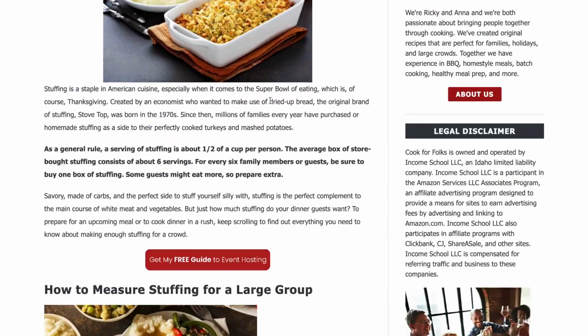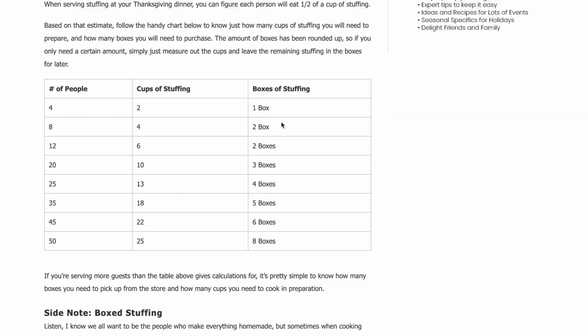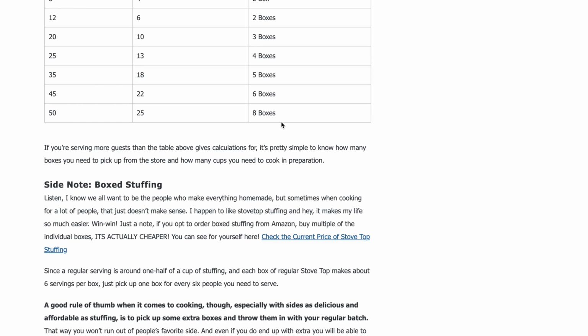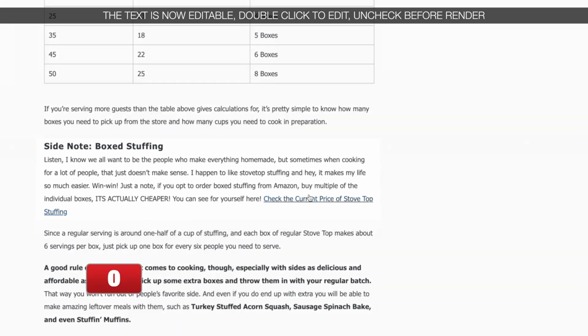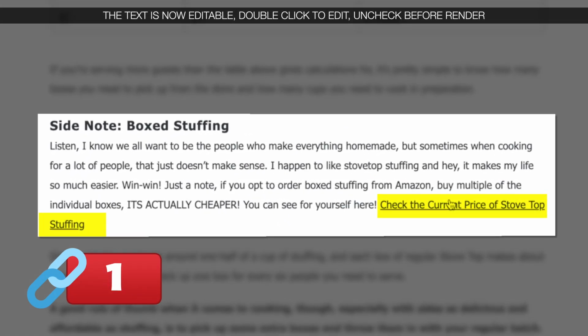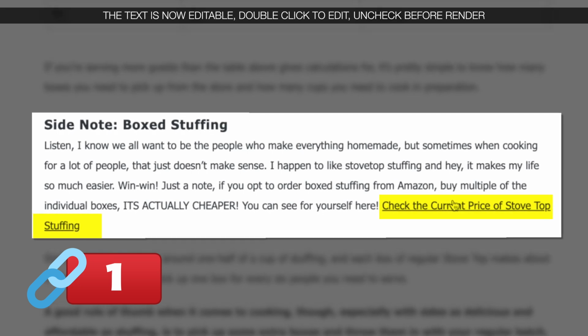So what he did was he went through these blog posts and he just looked for opportunities to naturally add in some affiliate links. For example, we're talking about stuffing here, how much to make. So what does he do? He links to stovetop stuffing on Amazon. I don't know who's gonna buy their stovetop on Amazon, but maybe they're like, you know what, I don't wanna go back to the store again and I can get it here in 1 or 2 days. So we'll just order it on Amazon.